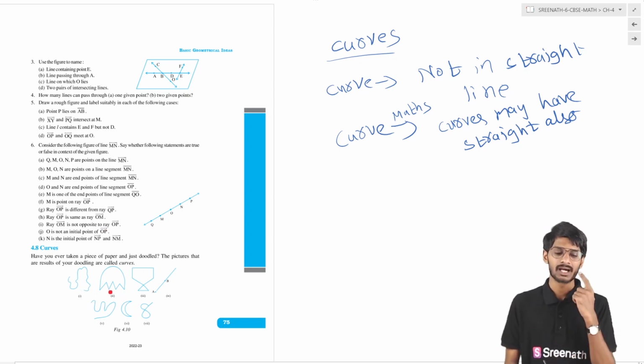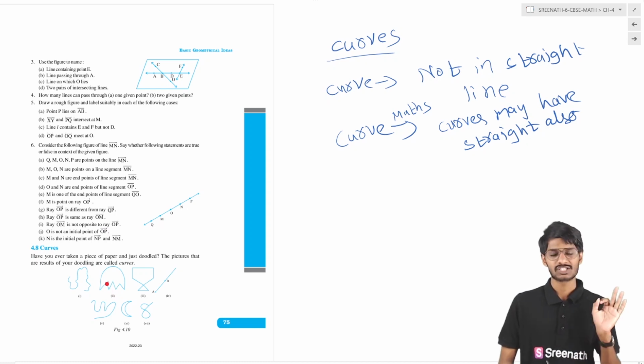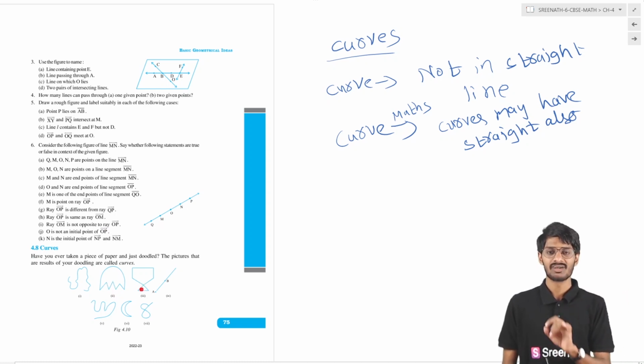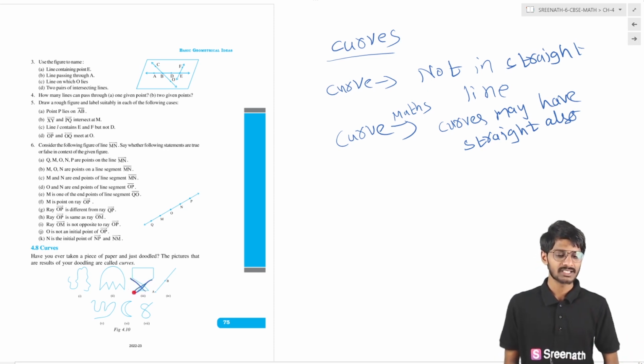Is this a simple curve? Yes, it is a simple curve. Is this a simple curve? Yes, it's a simple curve. Is this a simple curve? It's not a simple curve. Why? Because it is crossing itself. That's why it is not a simple curve, students.